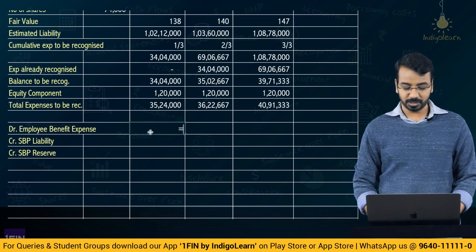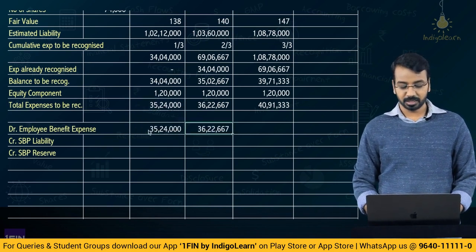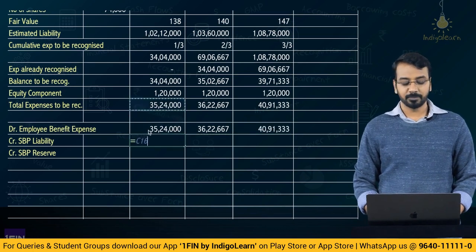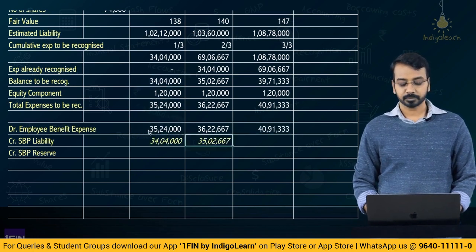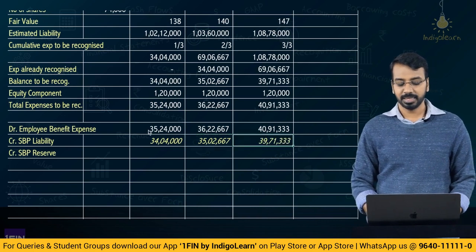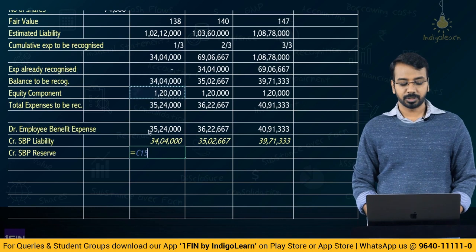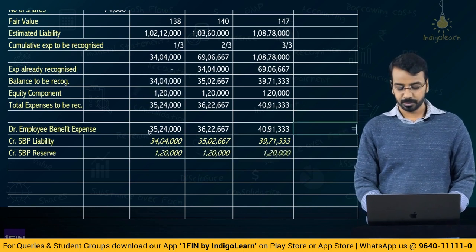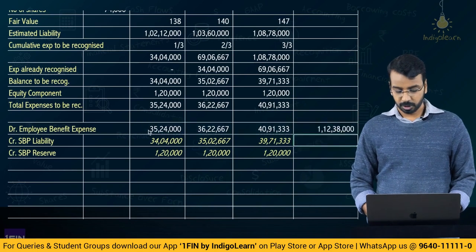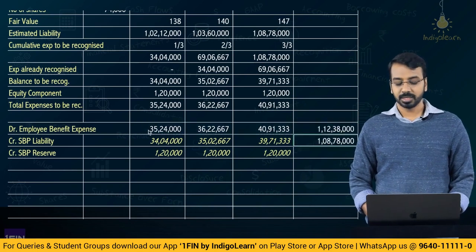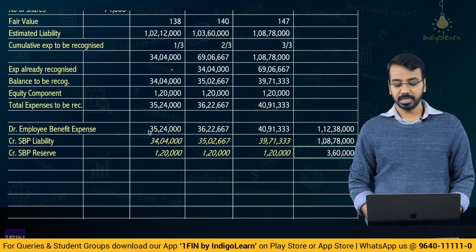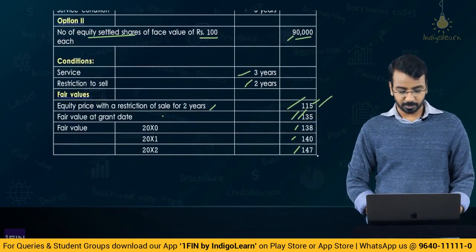So employee benefit expense is 35,24,000, 36,22,000 and 40,91,000. SBP liability 34,04,000, 35,02,667 and 39,71,333, and this is the equity component, SBP reserve 1,20,000 each. So if you see the total, you get 1,12,38,000, being 1,08,78,000 and 3,60,000.